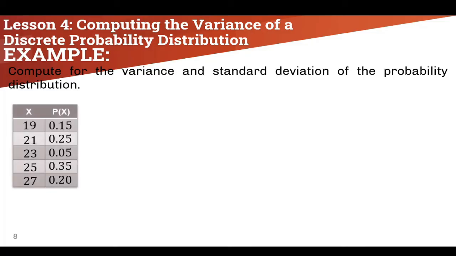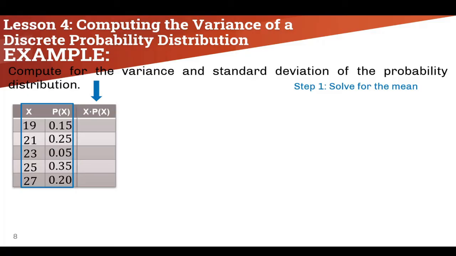Ito naman yung isang example. So, paano compute daw natin yung variance at standard deviation itong probability distribution. So, sige, simulan natin. Ano ulit yung unang step? Very good. We solve for the mean. Paano natin sinosolve yung mean? Gawa tayo ng column sa kanan. Mumultiply natin yung random variable at yung corresponding probability.